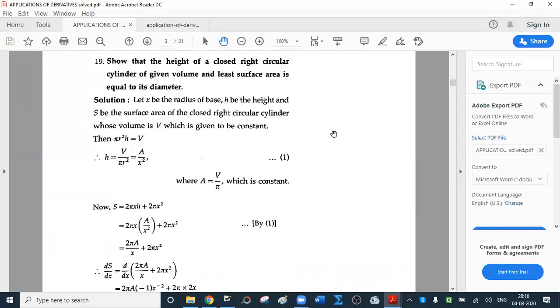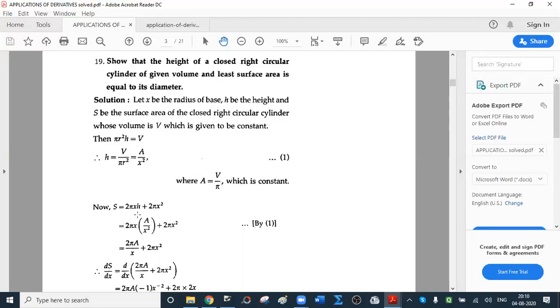See, the height of a closed right circular cylinder of given volume, given means it is constant. Okay. Now what is the formula for volume of a cylinder? Pi r square h, it is v. So what is h from this? V upon pi r square, that is a upon x square, because we have taken the radius not as r but as x. Okay. And one more thing, v upon pi is again a constant. That is one more reason, in fact.